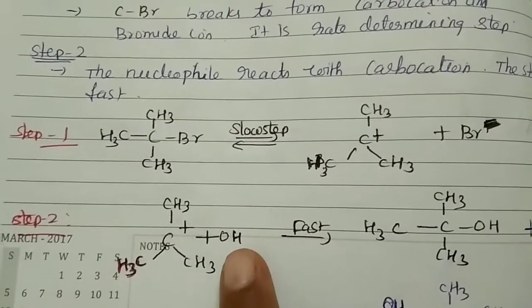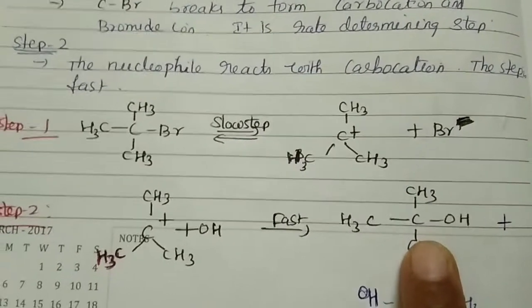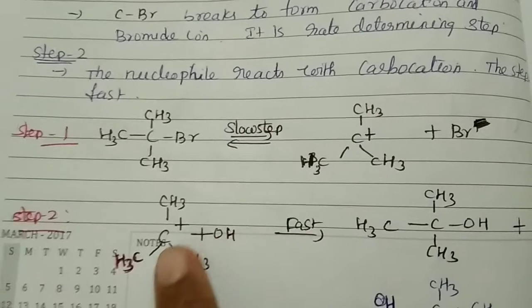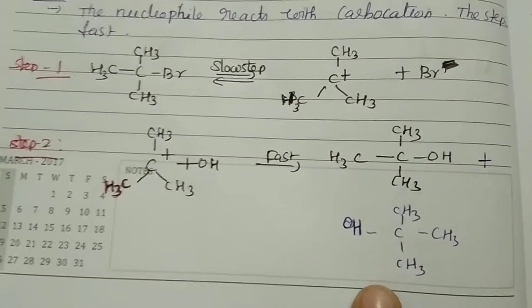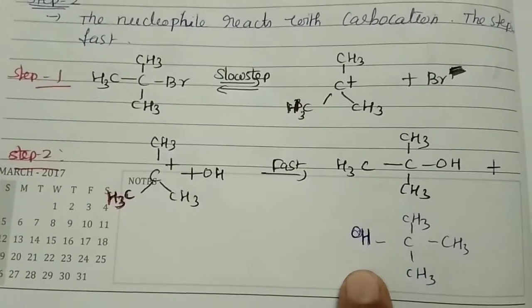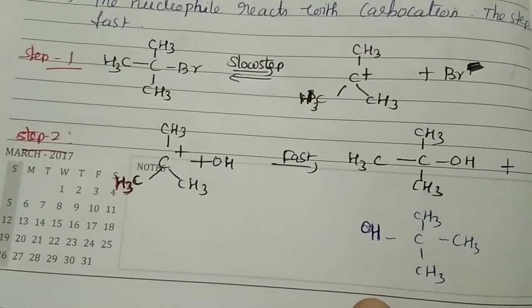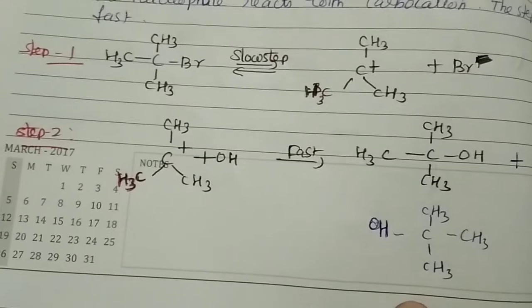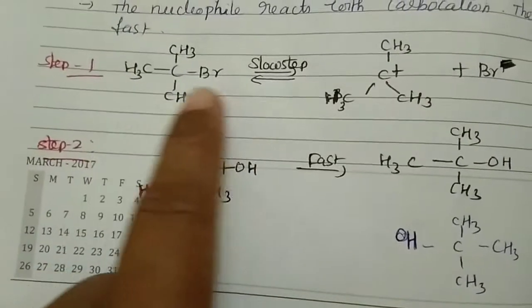If the nucleophile attacks the front side of the carbon atom, we get a structure like this. If the nucleophile attacks this carbocation from the back side, we get this structure. So these are optically inactive. When you pass plane polarized light, these two structures are optically inactive. This is the slow step.